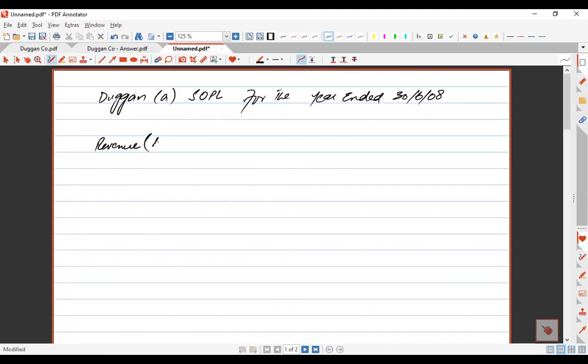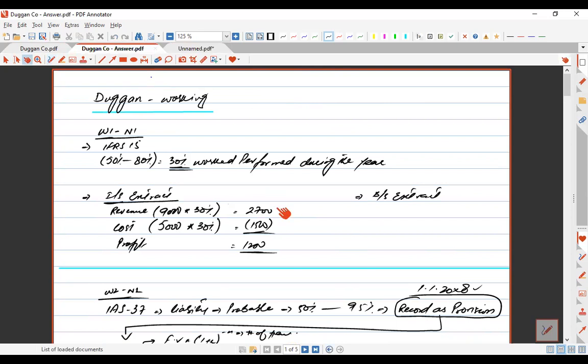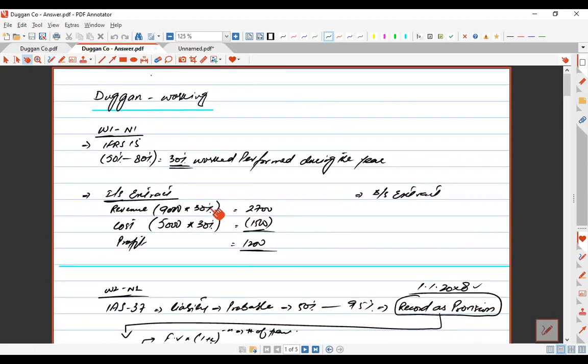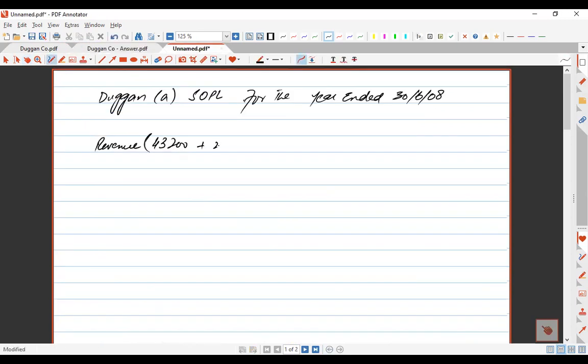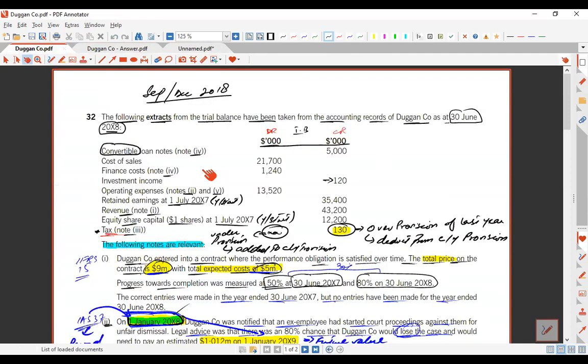Revenue as per trial balance is 43,200, and the impact of note 1 is to record the revenue of 2,700 from the long-term contract. Revenue for this year is 2,700. So adding 2,700 to the revenue amount, total revenue for the year is 45,900. Now from revenue, we deduct the cost of sale. First of all, cost of sale from the trial balance is 21,700.